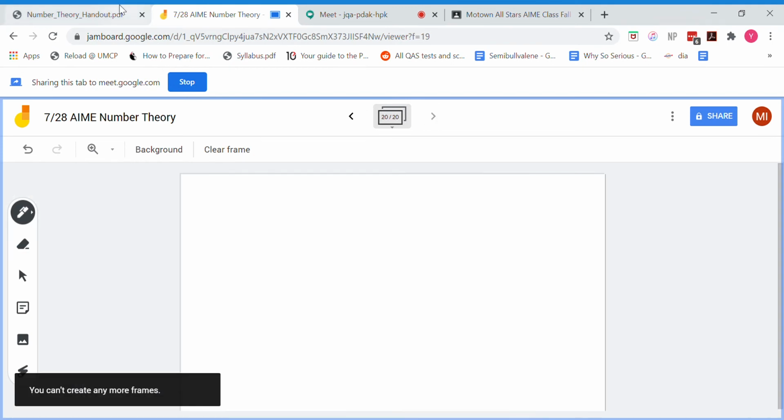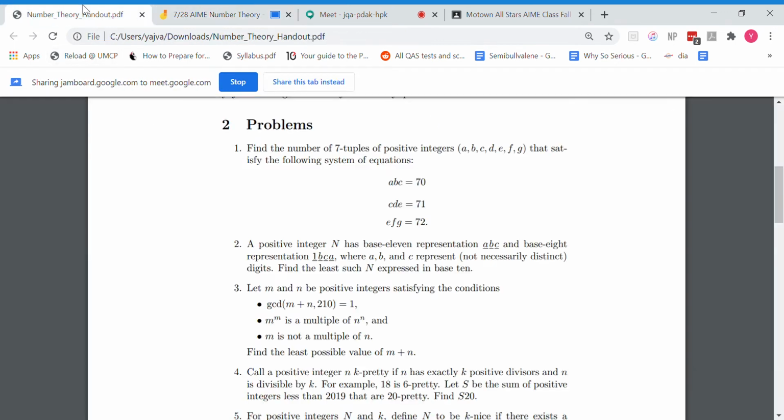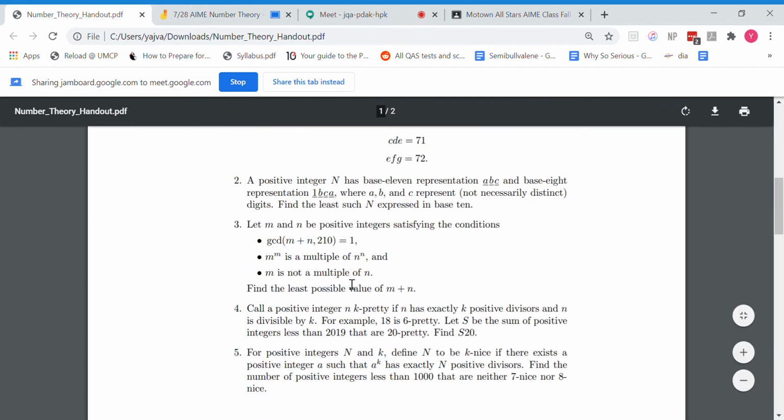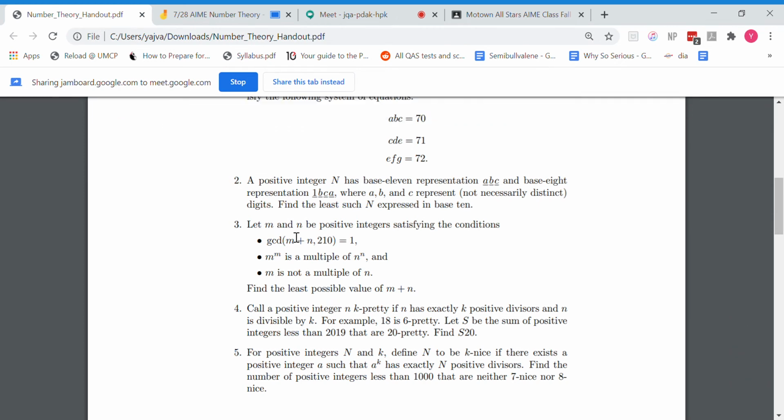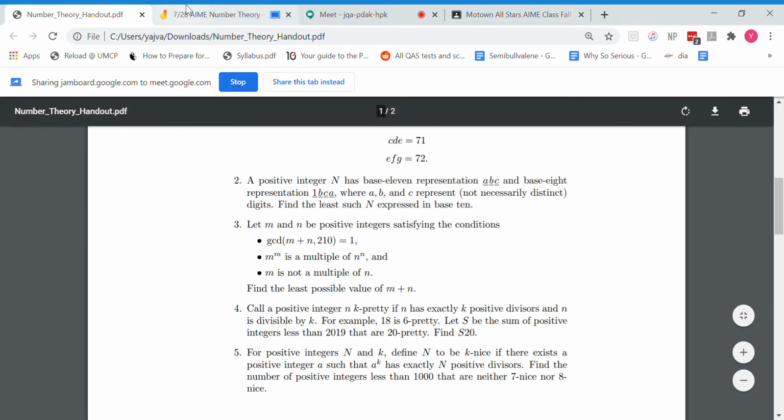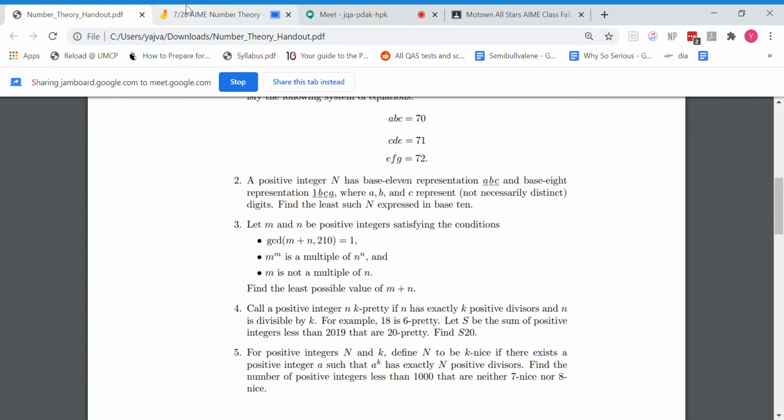Alright. So that was a relatively easy 2 problems. So now let's look at something a little bit more challenging. The third problem. Let m and n be positive integers satisfying the conditions: the GCD of m plus n and 210 is 1, m to the power of m is a multiple of n to the power of n, and m is not a multiple of n.